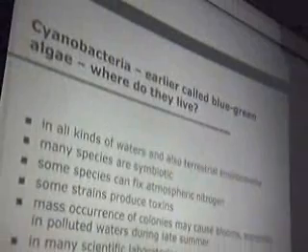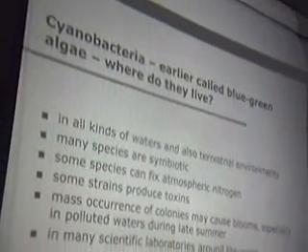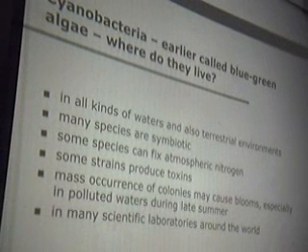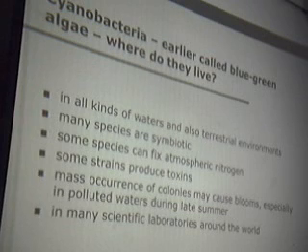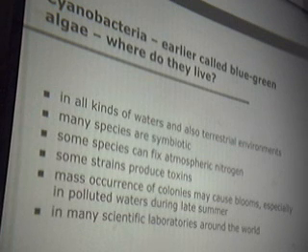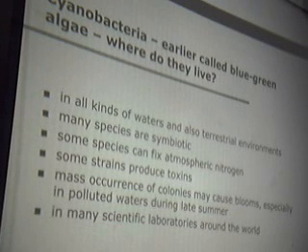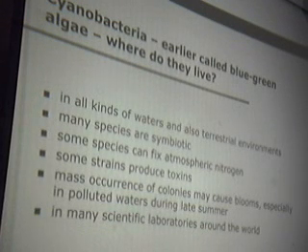Cyanobacteria were earlier called blue-green algae, but they shouldn't be called algae because they are prokaryotic cells, and algae are eukaryotic organisms having a completely different cell structure. Where do cyanobacteria live? In all kinds of waters and also terrestrial environments. So very varied environments, varying, for example, according to the temperature very much. And this Synechocystis that we are using has been isolated in the 70s from fresh water.